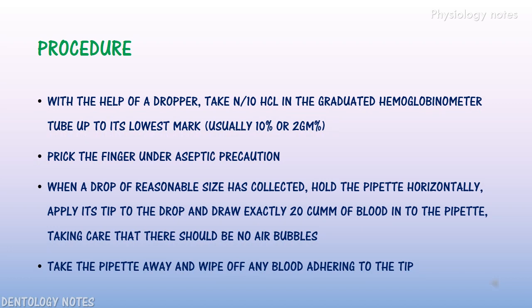Procedure: with the help of a dropper, take N/10 HCl in the graduated hemoglobinometer tube up to its lowest mark, usually 10% or 2 gram percent. Prick the finger under aseptic precaution. When a drop of reasonable size has collected, hold the pipette horizontally, apply its tip to the drop and draw exactly 20 cubic millimeter of blood into the pipette, taking care that there should be no air bubbles. Take the pipette away and wipe off any blood adhering to the tip.